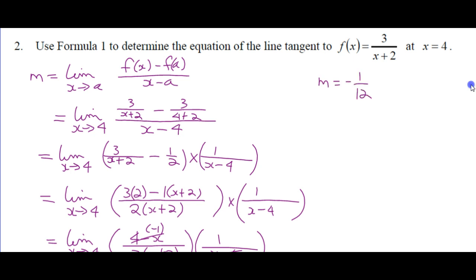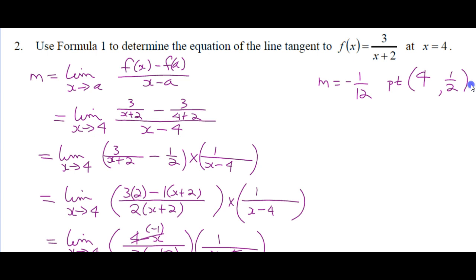Okay, so what do we got? The slope is, and what's the point? No, the point is to learn calculus, but okay. Fell for that one. It's 4 and f at 4, right? And this is f of 4. This is where we worked out f at 4, and so this is 1/2, right? So we've got the point, 4 comma 1/2.